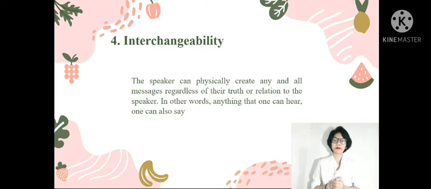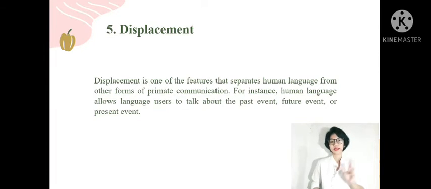As humans, we can be both producer and receiver of messages, or can be both, like transmit and receive a message. And as a speaker, we can physically create any and all messages regardless of their truth or relation to the speaker. And fifth is displacement.